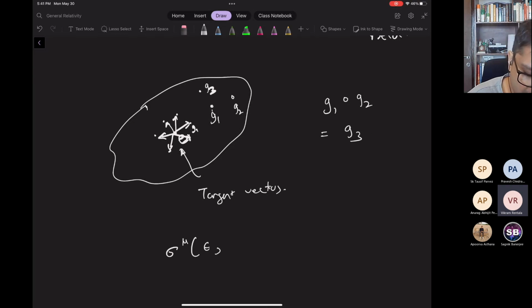So I have to pick out a particular direction. Let's say I'm specifying what the x mu's are. If I specify the particular x, that is I pick out one particular direction, then I'm going to generate a displacement of every point on the manifold.